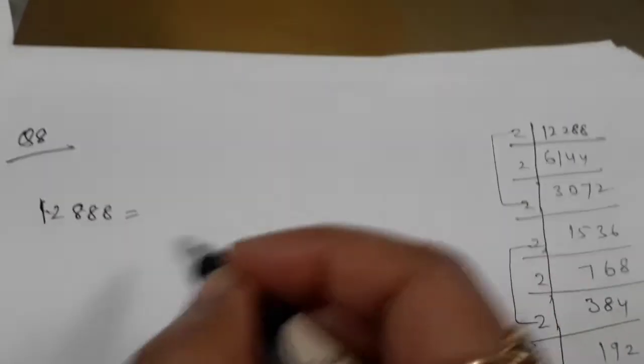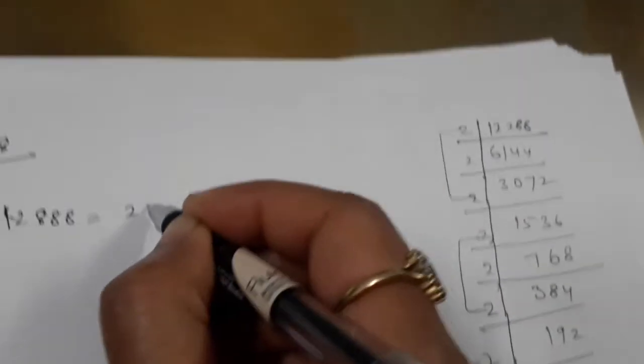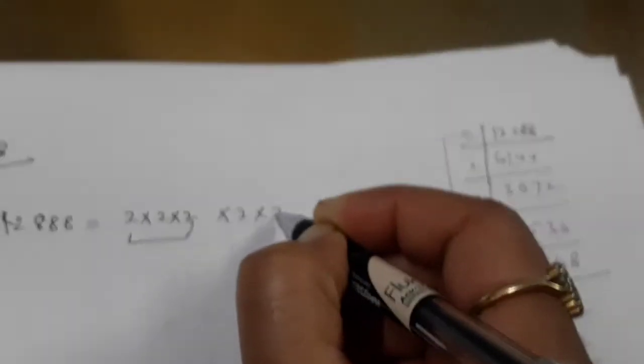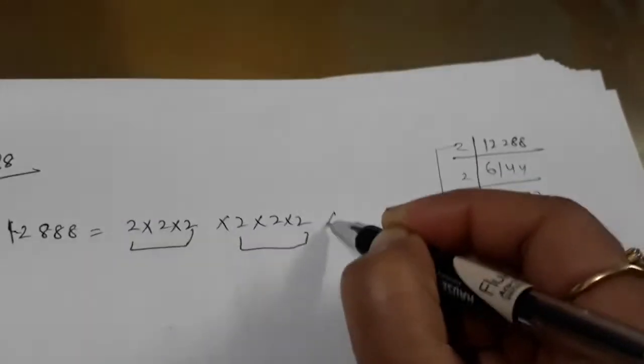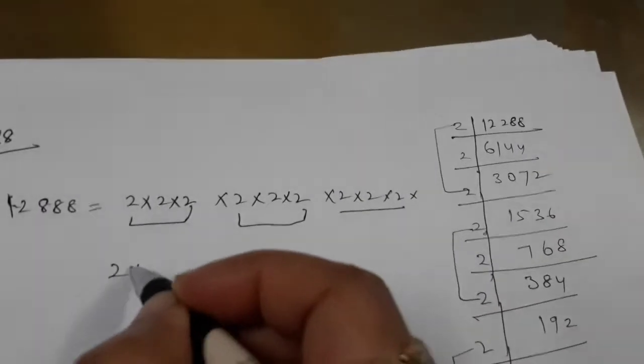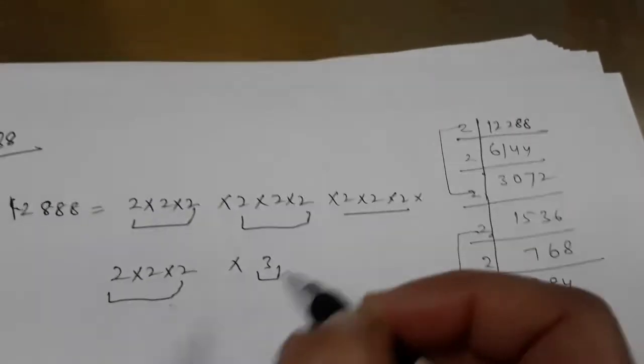12,888 would be 2 cubed times 3, with 3 appearing a single time here.